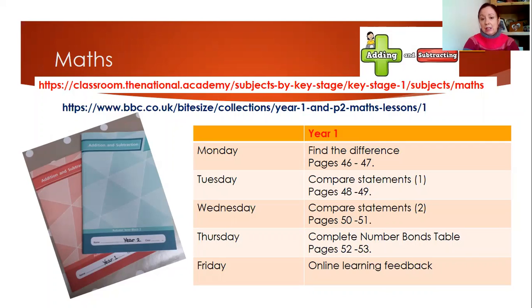On Monday, from your White Rose Maths book, I'd like you to do the Find the Difference pages on pages 46 and 47. On Tuesday, you've got Compare Statements on pages 48 and 49. On Wednesday, Compare Statements 2 on pages 50 and 51. Then Thursday, complete the number bonds table on pages 52 to 53. And then Friday, we have that online learning feedback. That should take us to the end of our first White Rose booklet that we've got at home.